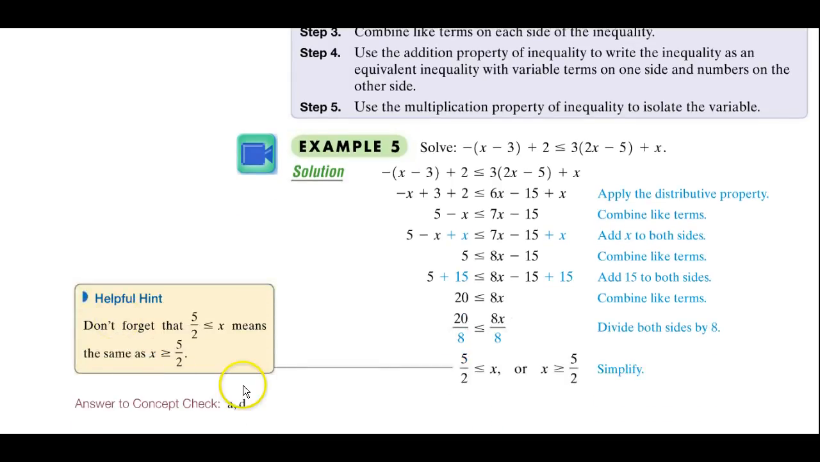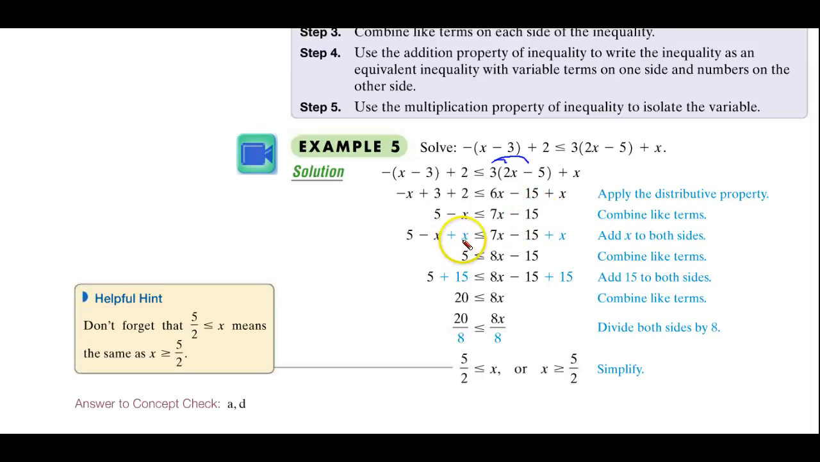Alright, now in example 5, it's a little bit tedious, but let's just follow what they're doing here, because we'll have plenty to work ourselves. So here we're going to just reverse the signs by removing the parentheses, and we get a negative 3 and a negative x, I should say, and a plus 3. This is plus 2. Here we distribute. Get this, get this. Now we collect like terms. Well, we have a negative x and a 5. 6x plus 1x is 7x minus 15.